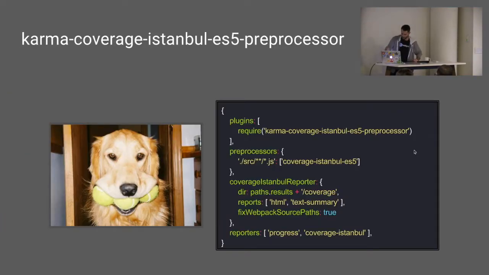And so here's a basic way of using that plugin. This is the same as it is in the Angular CLI. Everything's the same. The only thing that's different is you add this preprocessor, which is the coverage Istanbul ES5. Tell it where your JavaScript files are, and it will preprocess them.